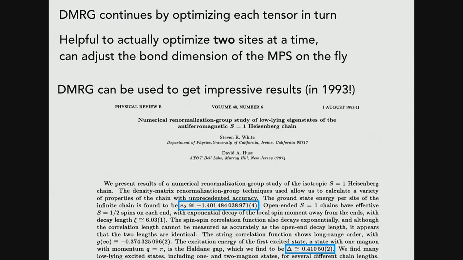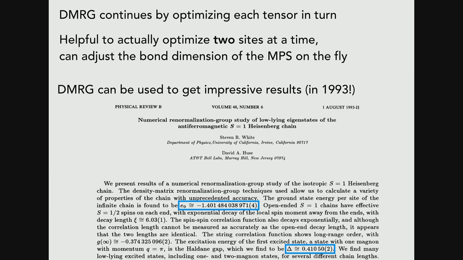Okay. So we have this algorithm that lets us update a matrix product state tensor one tensor at a time or two tensors at a time. And if you do it two at a time, you can adapt, so you can grow the bond dimension automatically and let it grow or shrink as needed. You can get really accurate results. So I just wanted to now spend a few slides on saying, there's DMRG and there's nice packages you can use to do it.